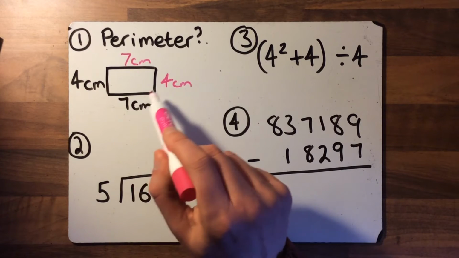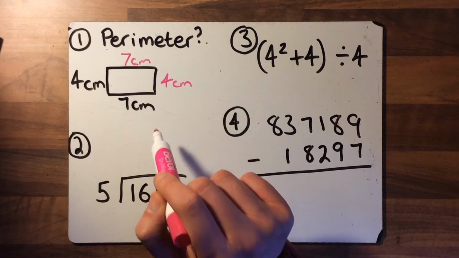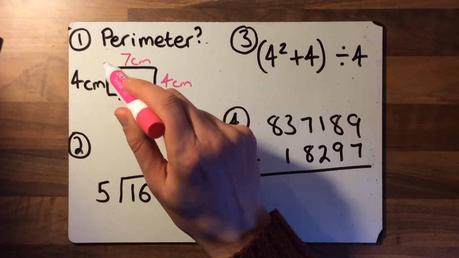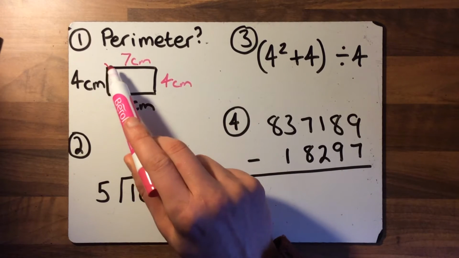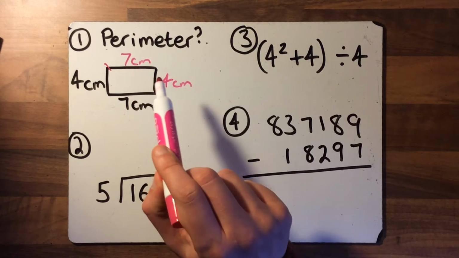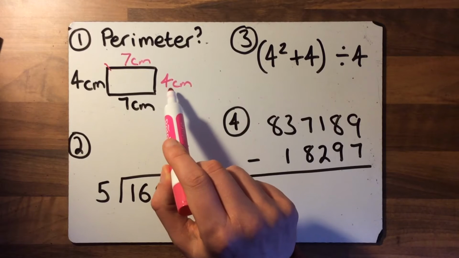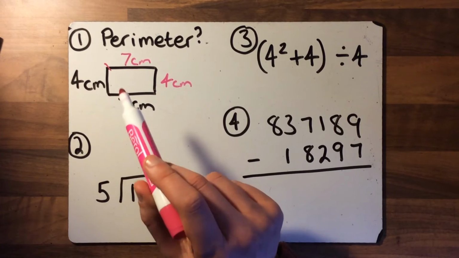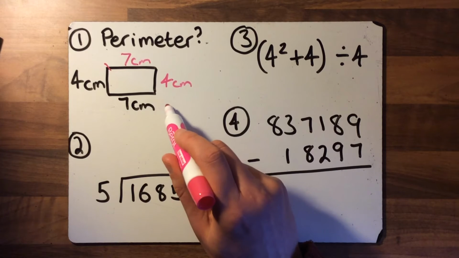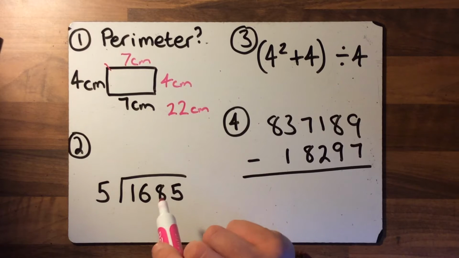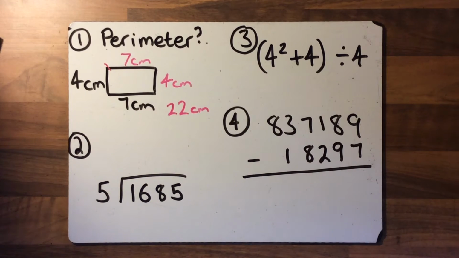Now remember, the perimeter is the distance all the way around the edge. So what we need to do at this point is just to add up all of these numbers. Remember, I talked to you about maybe putting a little marker there so you don't add anything more than once. So if we go 7, add 4 is 11, then if we add another 7 onto that is 18, and then the final 4 takes us to 22, remembering to put centimetres because that's what it's measured in. So the perimeter of that rectangle is 22 centimetres.